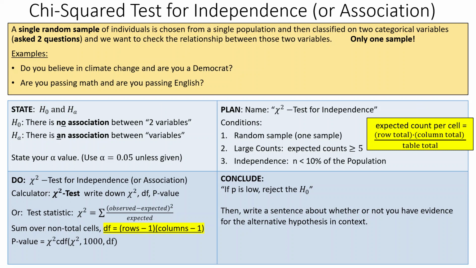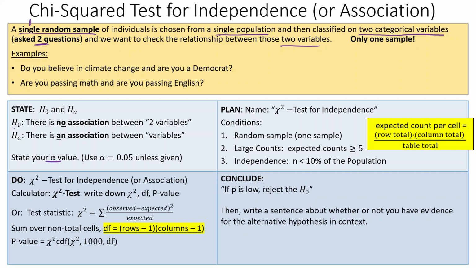All right, so the way this test works is we have a single random sample. One sample of individuals is chosen from a single population, and then classified on two or more categorical variables. So they're asked, say, 2 questions or 3 questions or 4 questions or whatever. We want to check the relationship between the 2 variables. So do you believe in climate change, and what's your political party? Are you passing math? Are you passing English? We're just asking these people 2 separate questions, and we're seeing, is there an association between the answers?